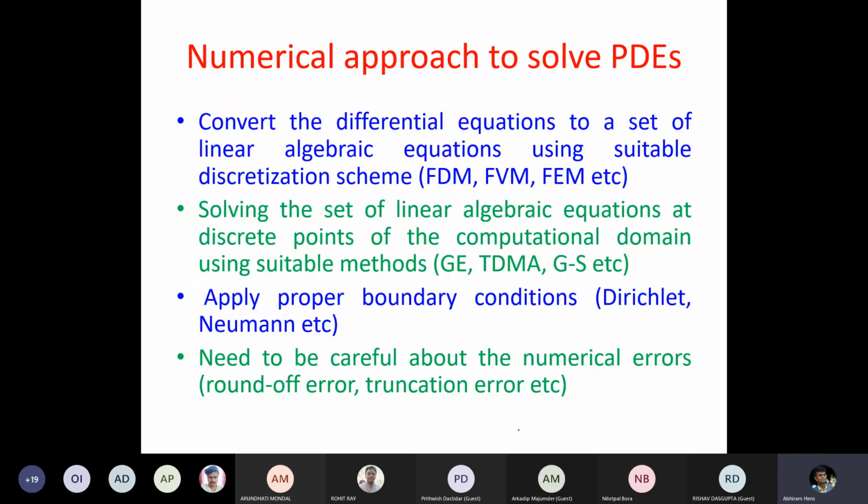The differential equation cannot be solved directly in a computer, so it has to be converted to an algebraic form. For converting a differential equation into a set of algebraic equations, we need to use some discretization scheme. We have the finite difference method, then the finite volume method.